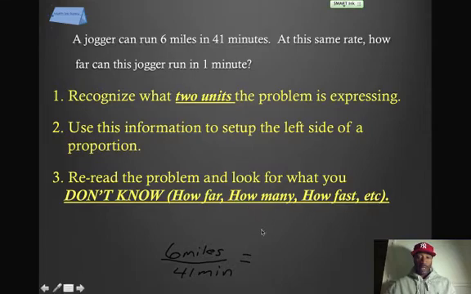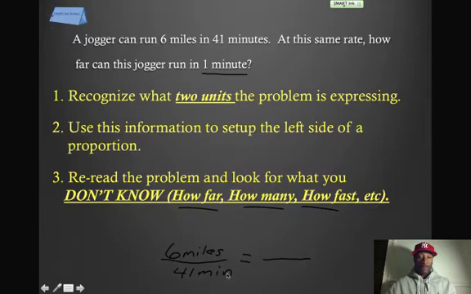So now I can begin to set up the right side of my proportion. Notice I put how far, how many, how fast. Usually after the how, it's going to tell you what you need to calculate. It says how far, so obviously we don't know and we have to find that out. How far can this jogger run in 1 minute? Now they gave me the unit they want me to find my unit rate for. They want to know for 1 minute how far can this jogger run.